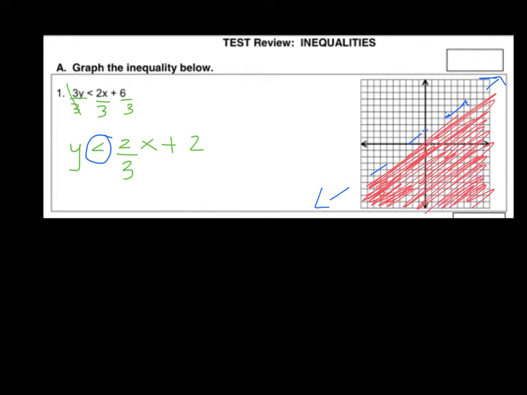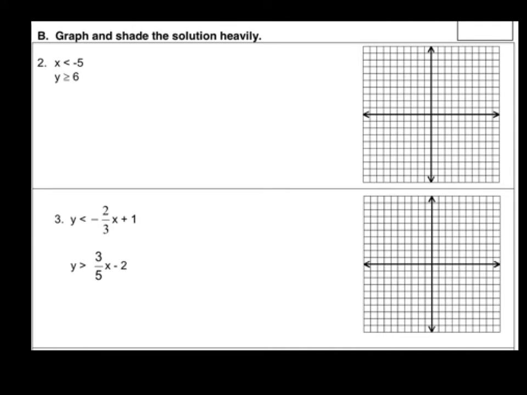Now just a quick review, don't forget that the solution to this inequality would be any of the ordered pairs that fall within this shaded region. The ordered pairs that fall on the line are not part of my solution because it is a dashed line. We covered graphing inequalities for 2 days, and then we moved on to graphing systems of linear inequalities. So I have 2 problems here.